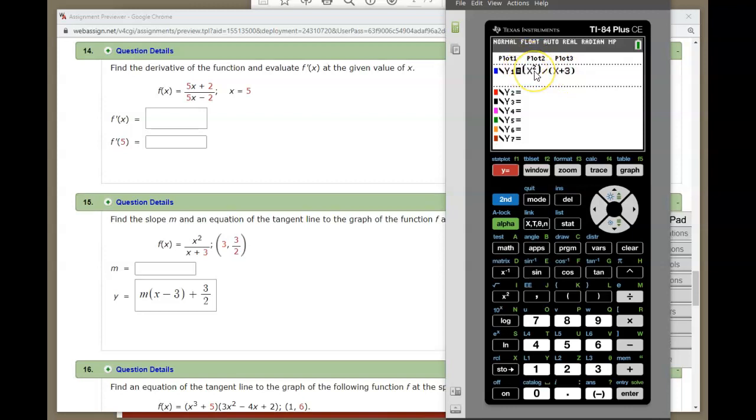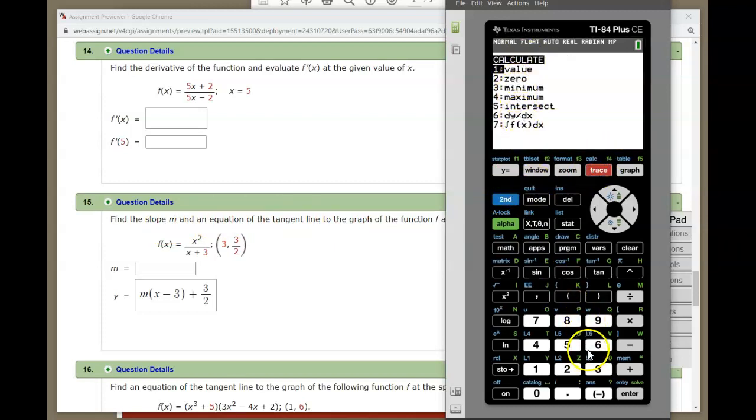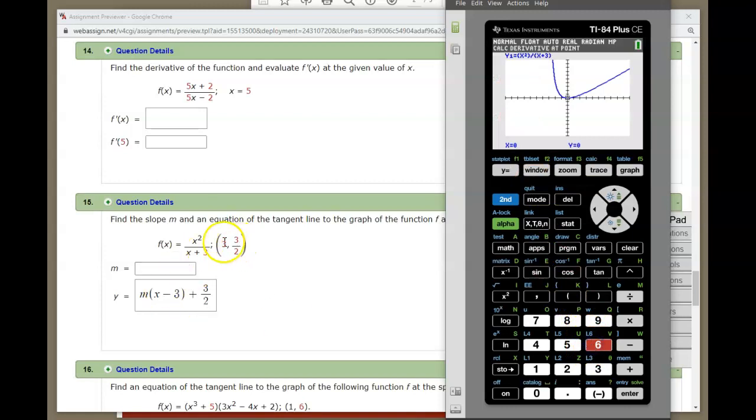The ones in the numerator are optional. If you don't understand the difference between where they're optional and required every single time, then you might want to always put them both in the numerator and the denominator. That's the safest way to do it. So now we want the slope of the tangent line, which is the derivative. Second calc, the derivative, which is 6. And we want it at 3.